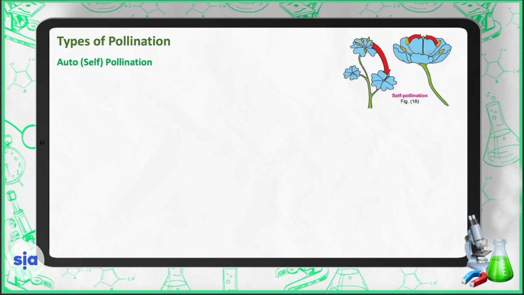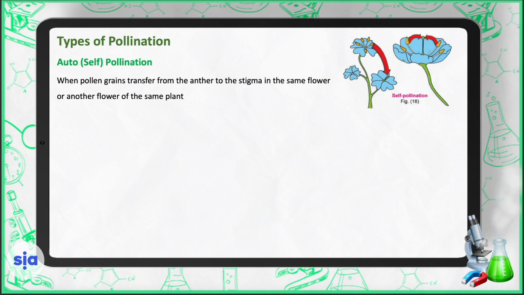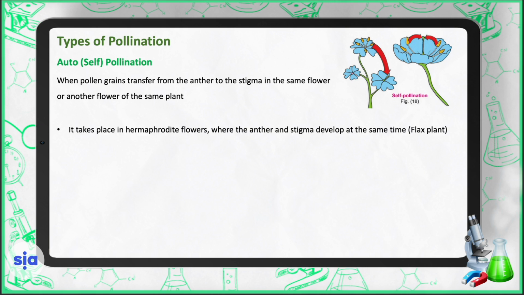Types of pollination: auto or self-pollination. This is when pollen grains transfer from the anther to the stigma in the same flower or another flower of the same plant. This takes place in hermaphrodite flowers where the anther and the stigma develop at the same time, like for example flax plant. It takes place also in flowers that do not bloom before being fertilized, like in barley plant.